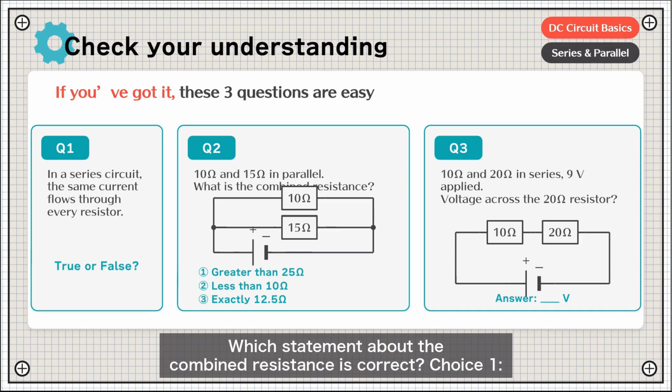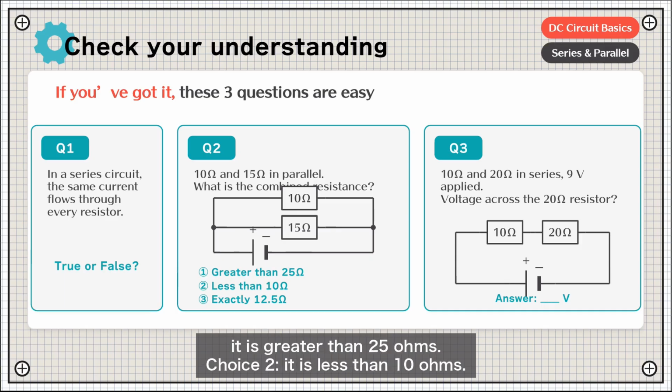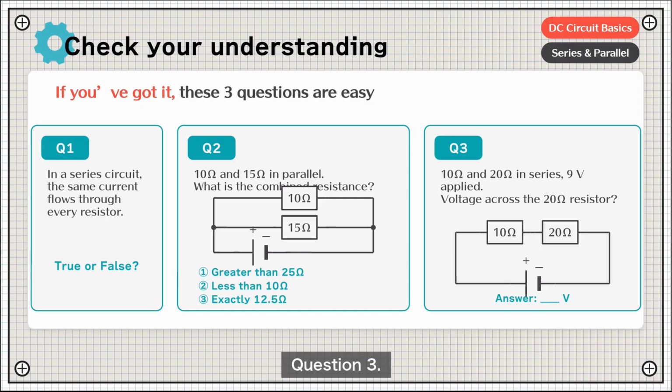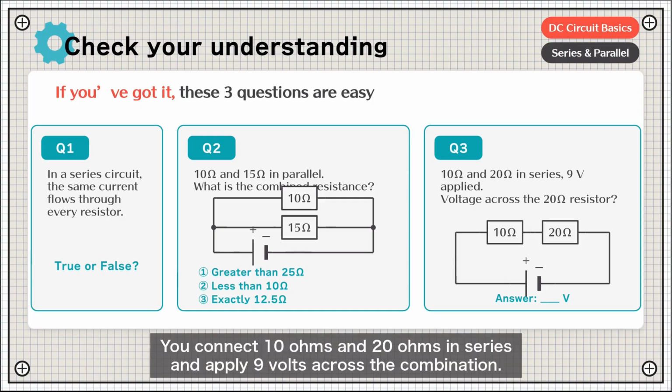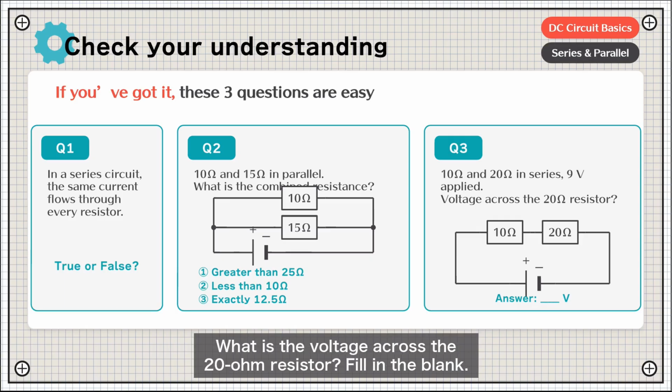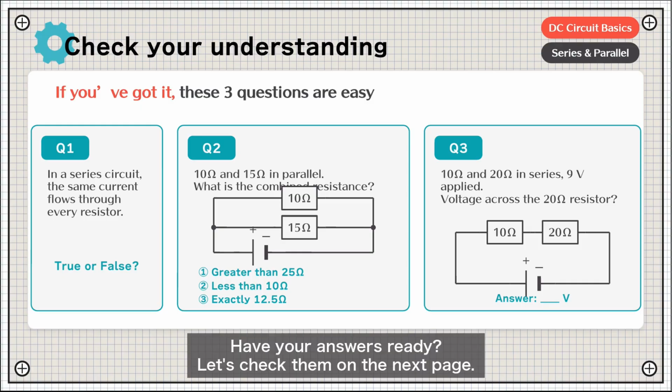Choice 1. It is greater than 25 ohms. Choice 2. It is less than 10 ohms. Choice 3. It is exactly 12.5 ohms. Question 3. You connect 10 ohms and 20 ohms in series and apply 9 volts across the combination. What is the voltage across the 20 ohm resistor? Fill in the blank. Have your answers ready? Let's check them on the next page.